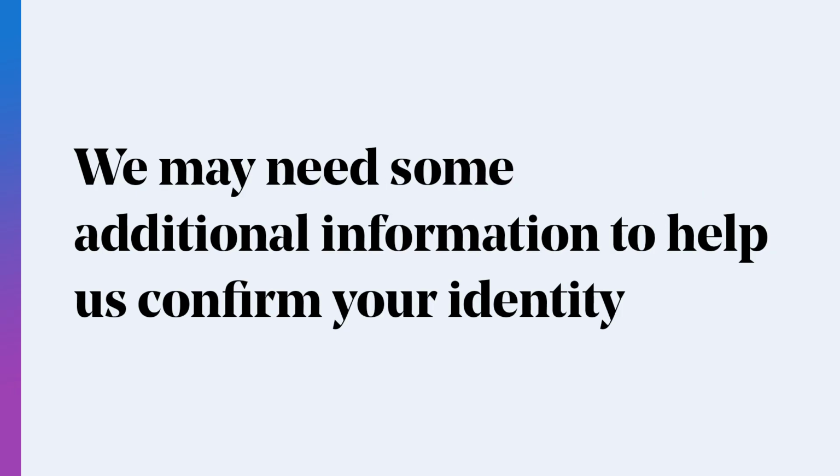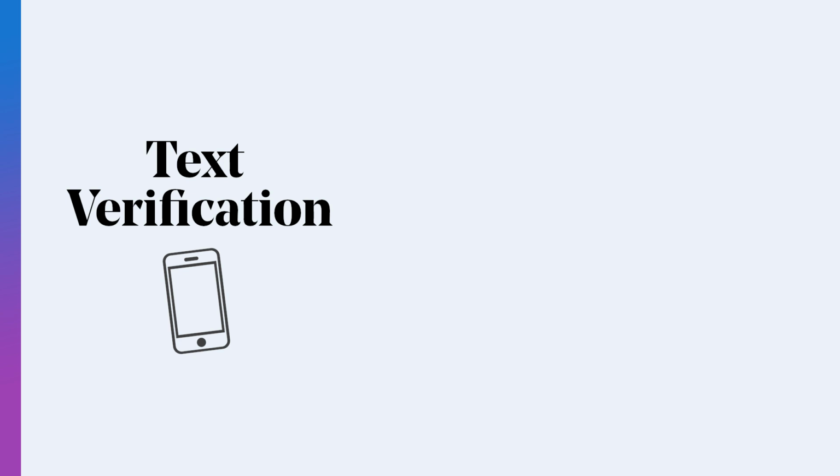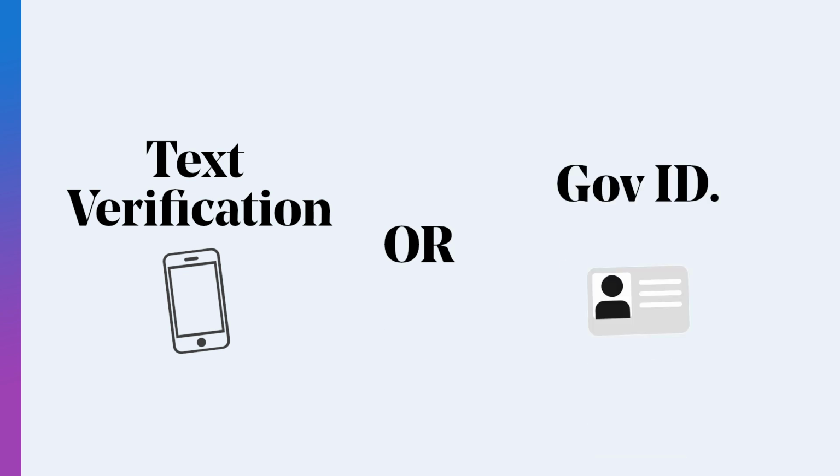At this point, we may need some additional information to help us confirm your identity. If this is the case, you'll be asked for one of two things. To verify your phone number, where we'll send you a text with a code to your phone and you'll enter that in the Verify Phone Number field. Or we'll ask you for a photo of a government ID. You'll choose which type of ID you'd like to share and upload the photo. Then we'll capture a current photo using your camera to match it all up. Once you've gone through the additional verification, if it was required, you'll be ready to move on to the next step, linking your bank account.